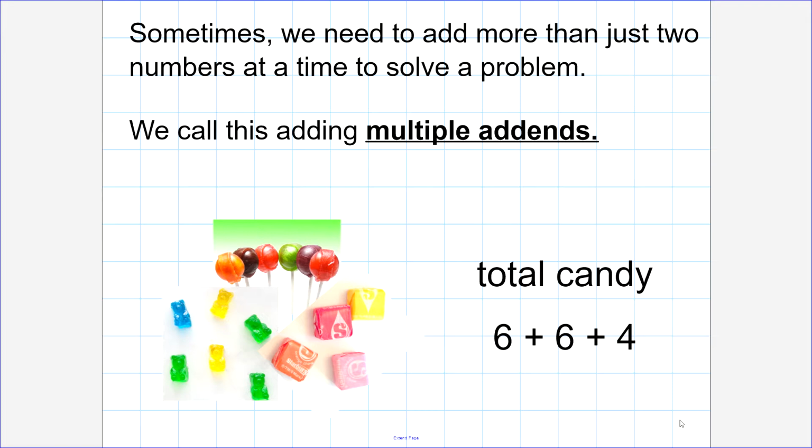You can see that I have 6 gummy bears, 6 lollipops, and 4 Starbursts. If I wanted to know how much total candy I had, I would need to add the 6 gummy bears plus the 6 lollipops plus the 4 Starbursts. I would need to add multiple addends. Today, you're going to learn two different strategies for adding multiple addends. There are two different ways you can do it using our associative and commutative properties. Both of them work. It just depends on what's easier for you.